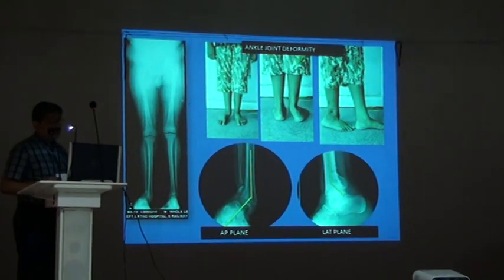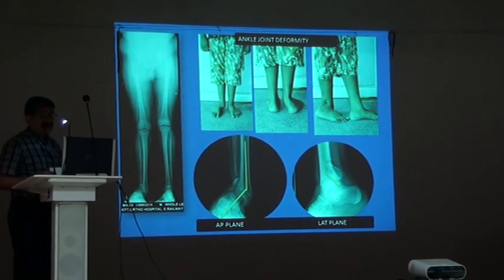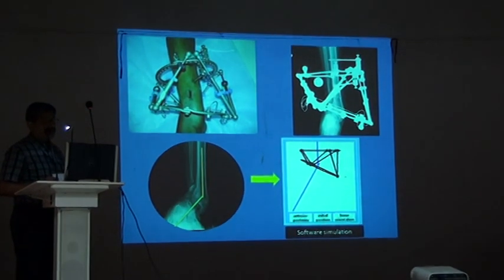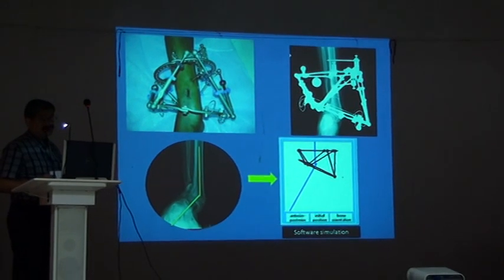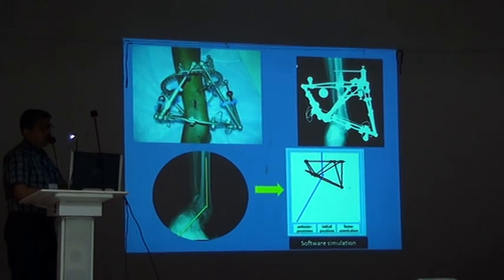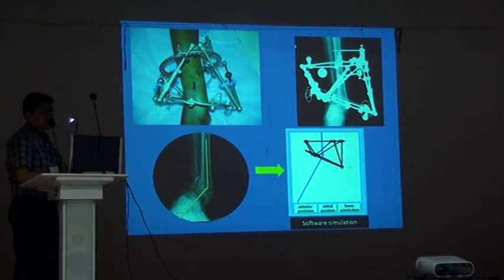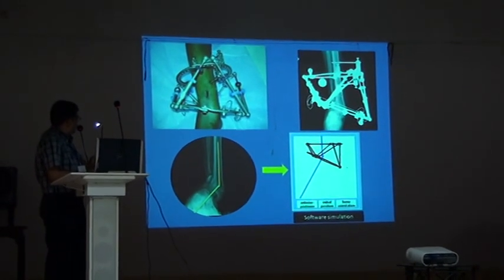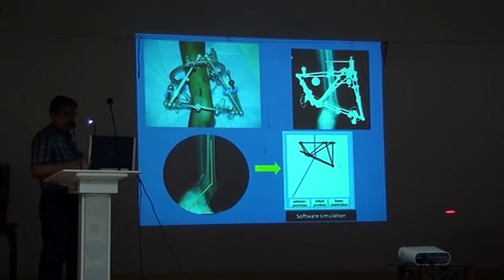This is an ankle deformity. He has a biplanar deformity both in AP plane and lateral plane. So we fixed up with hexapod fixator. This is a post-op X-ray, and this fixator comes with a computer software. This software can simulate the exact nature of deformity. This is the deformity in AP plane, and this is the computer simulation of the deformity.